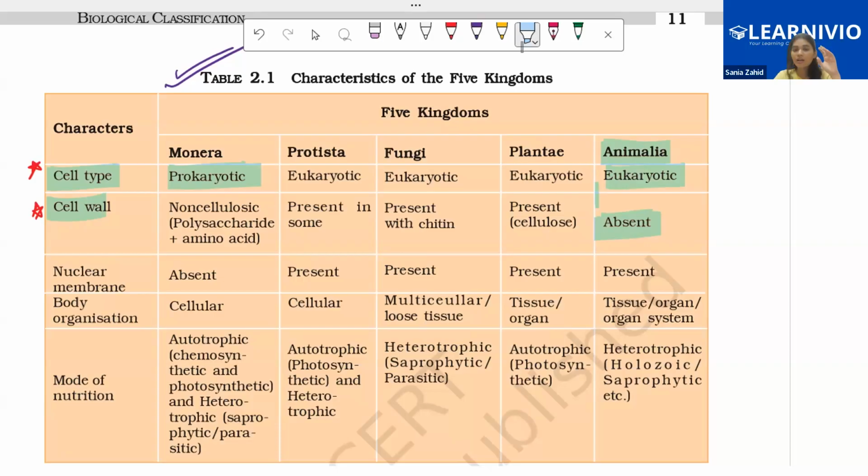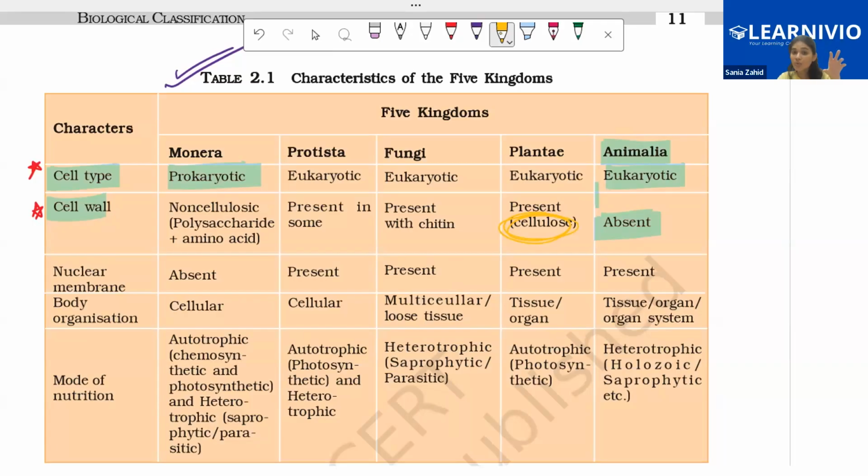But now, the cell wall that is present in Monera is not similar to the ones present in Protista or fungi or plants. They have various different kinds of cell wall. For example, in plants, the cell wall is made up of cellulose, very important. Cellulose is a chemical substance, and cellulose forms the cell wall in the plant.